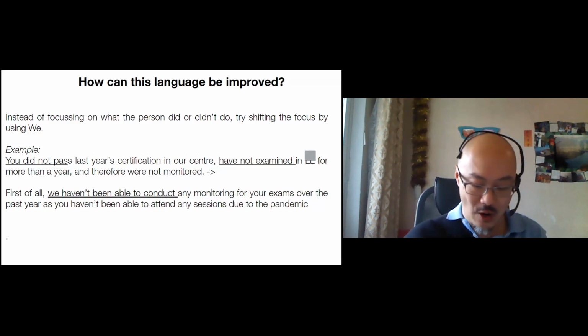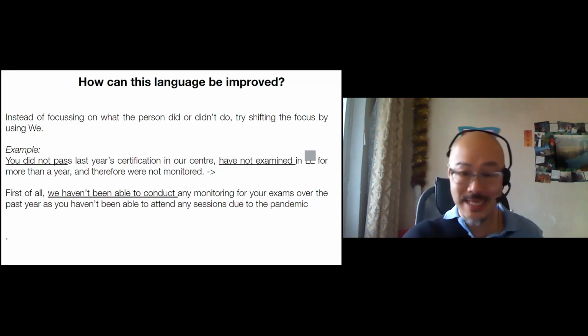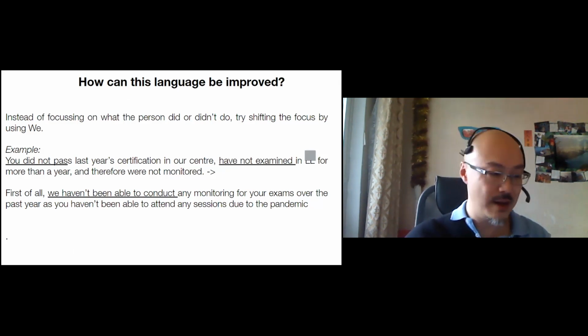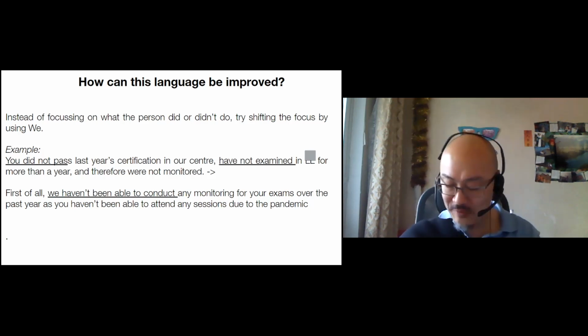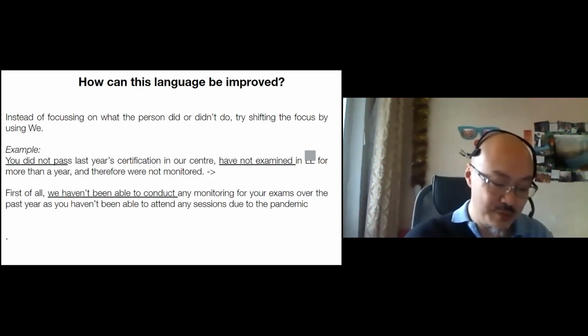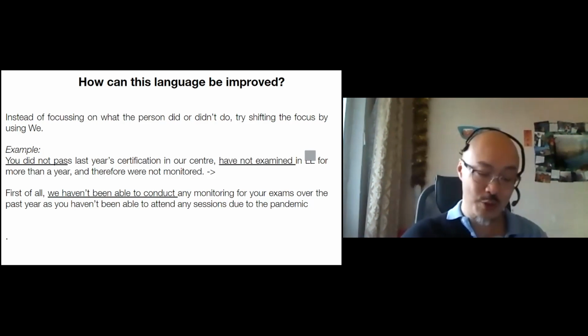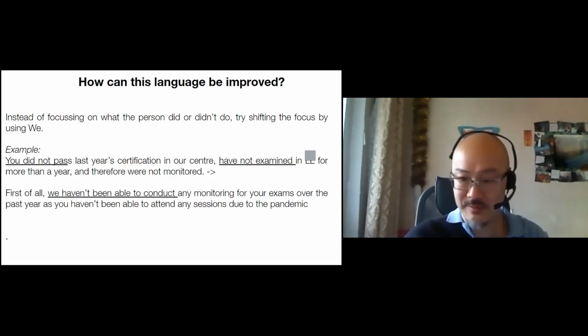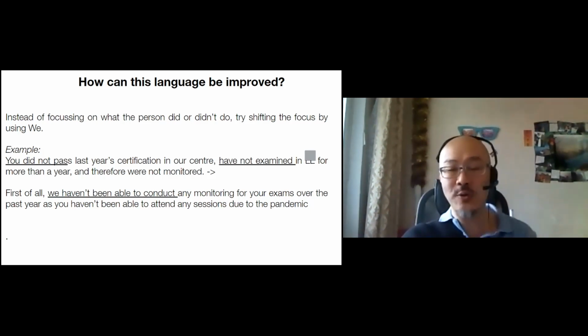Instead of focusing on what the person did or didn't do, focus more on shifting the focus by using "we". Unfortunately, we will have to do this, rather than saying that you didn't do this. So instead of "you did not pass last year's certification in our center, have not examined for more than a year, and therefore were not monitored", say "First of all, we haven't been able to conduct any monitoring." So this takes the tone away from the recipient, away from what they didn't do, to something that we couldn't do together.